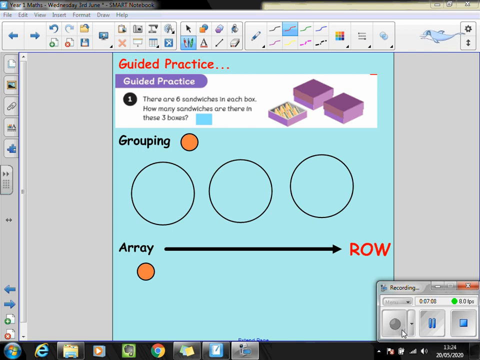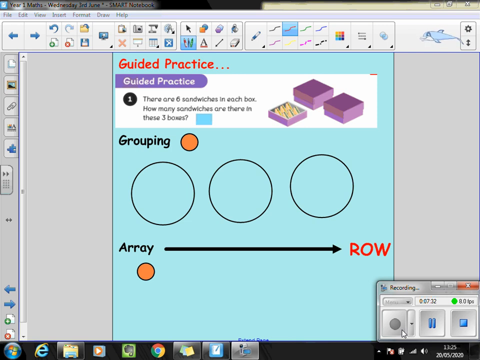Now you've got lots of guided practice here to practice manipulating equipment. So use Lego, pasta, whatever you've got at home, some plates to help you, okay? And stop the video to pause so you can go through it. Have a go at question 1. There are 6 sandwiches in each box. How many sandwiches are there in these 3 boxes?